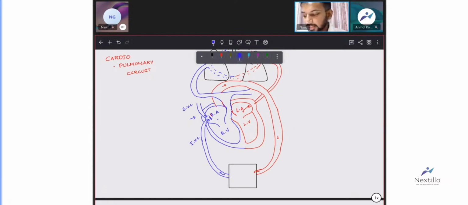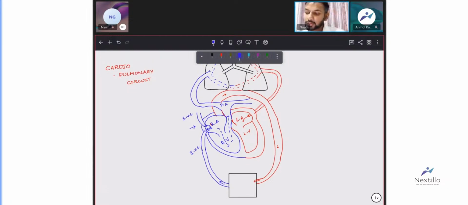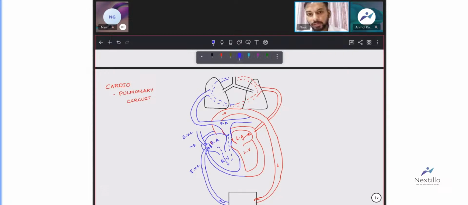So deoxygenated blood is coming into the right ventricle and it is pumped into the lungs through the pulmonary artery. Yes, the pulmonary artery is taking the deoxygenated blood from the right ventricle and pumping it to the lungs. That is what is happening. See, usually arteries carry oxygenated blood. This is one such artery in the body where it is carrying deoxygenated blood. Did you get it? So the artery which carries deoxygenated blood is the pulmonary artery.